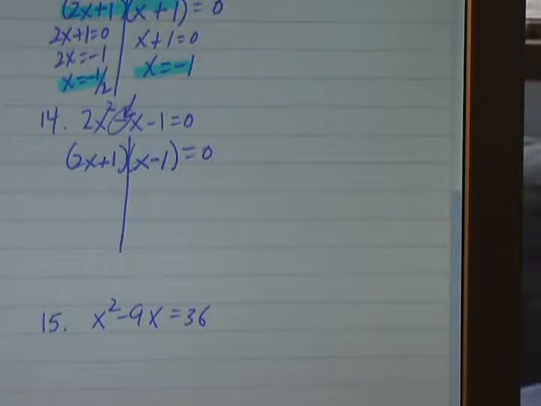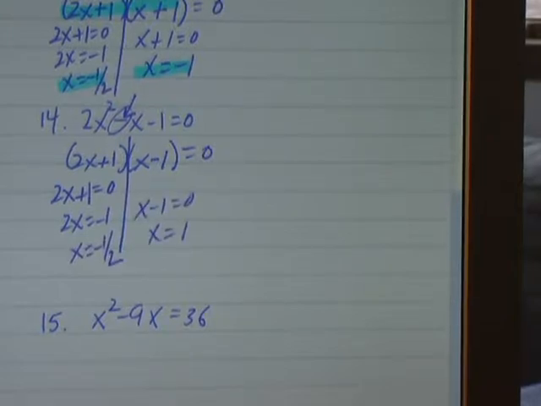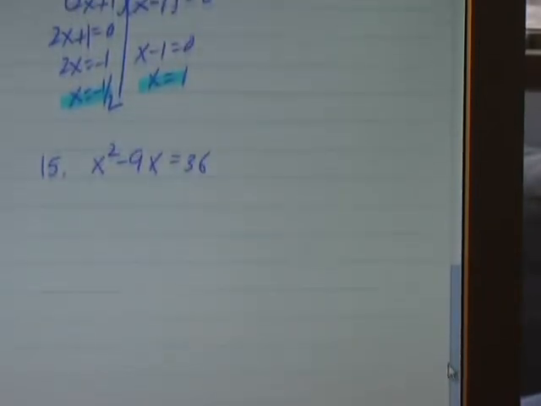So I set each factor equal to 0 and I solve. 2x plus 1 is equal to 0. 2x equals negative 1. X equals negative 1/2. X minus 1 equals 0. X equals 1. So my two zeros are x is equal to negative 1/2 or x is equal to 1.